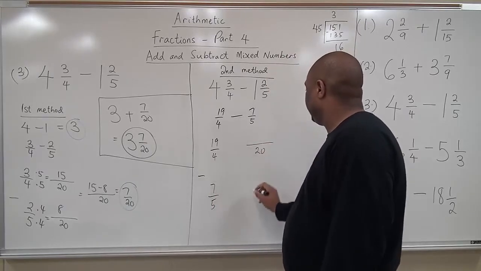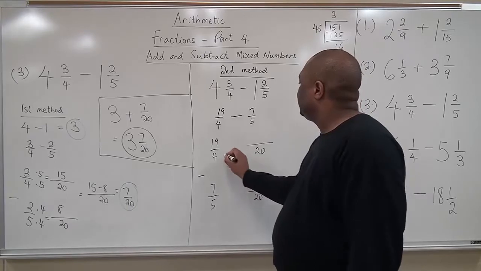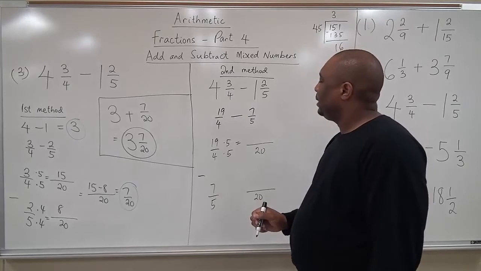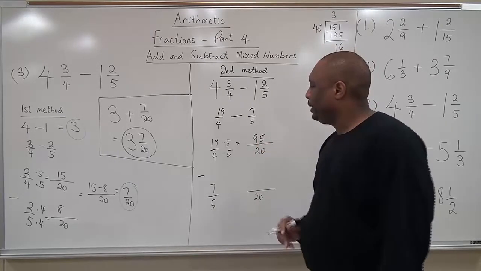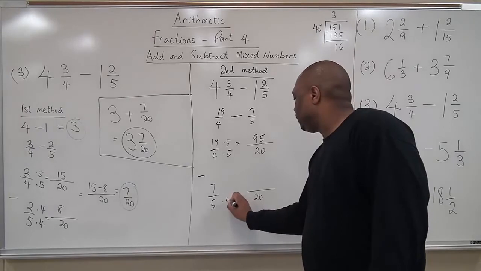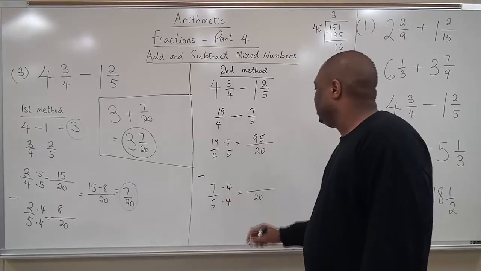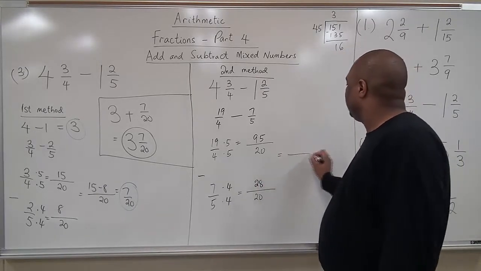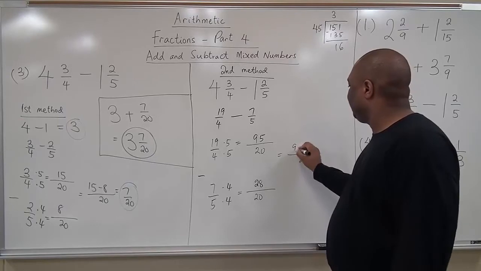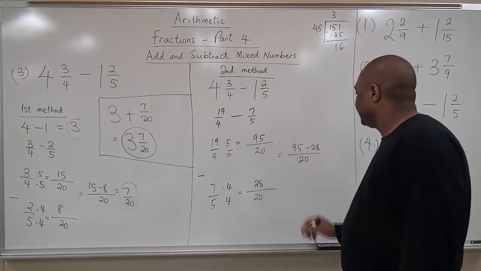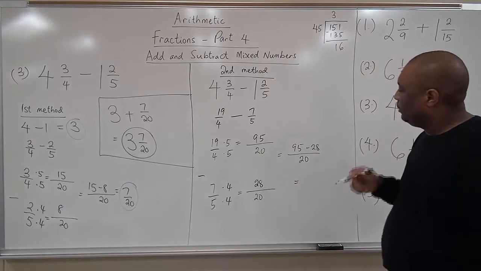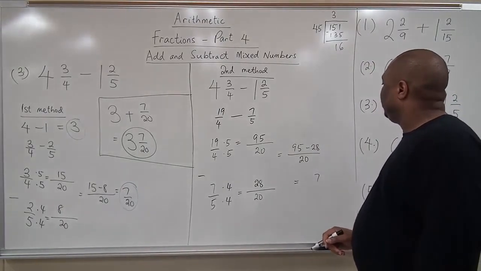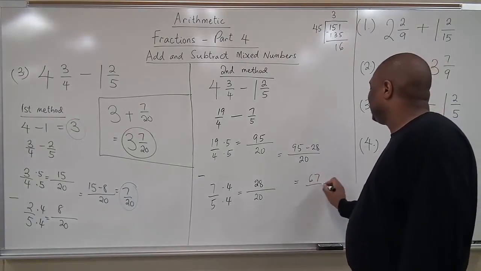LCD is 20. This will be times 5, times 5. 19 times 5 is 95 over 20. This will be times 4, times 4. 7 times 4 will be 28. So I now have over 20, 95 minus 28. And that will give me what? 15 minus 8 is 7. 8 minus 2 is 6. 67 over 20.